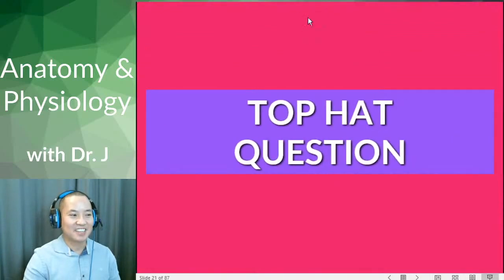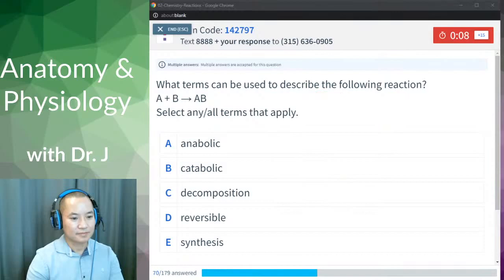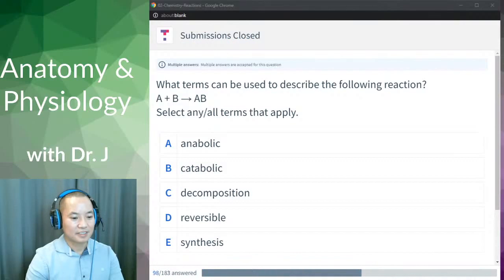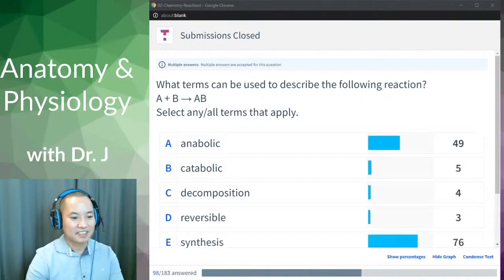Okay, finally we get to Top Hat. So again, let's get to Top Hat. And again, don't worry, this is just for fun. If you don't get your answer in time or if you get it wrong, it's perfectly fine. All right, so let's see how people did.